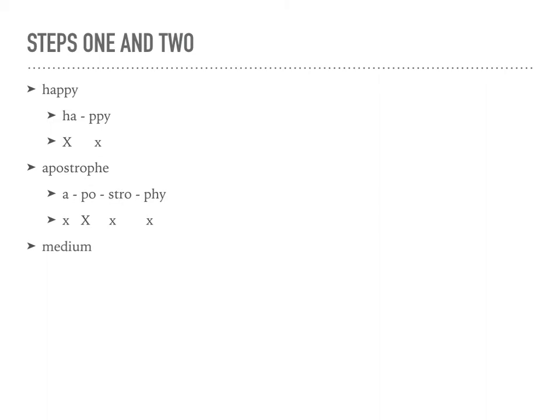We have the word medium, so that has three syllables, medium. And if we look at it, we say medium. We don't say medium or medium, we say medium.